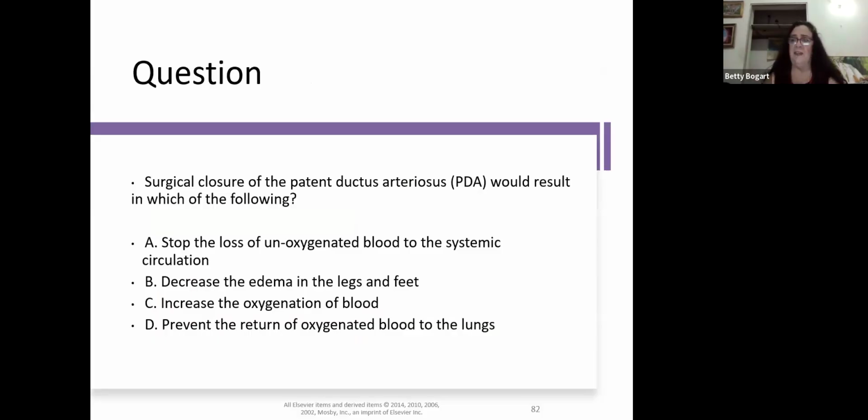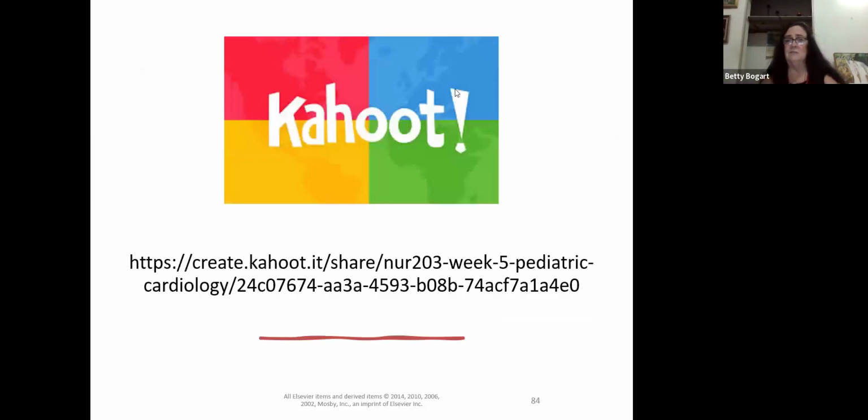And now, let's see who can answer this one. Surgical closure of a patent ductus arteriosus would result in which of the following? What's a PDA? It's an oxygen giver. It takes blood from the lungs, pulmonary artery, and it gives it to the aorta so that we give oxygen to the body. So if we close it off, what happens? It prevents return of oxygenated blood to the lungs. How's that sound? All right, who wants to win this part?